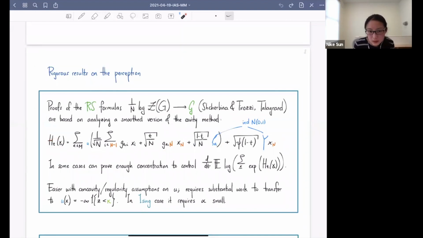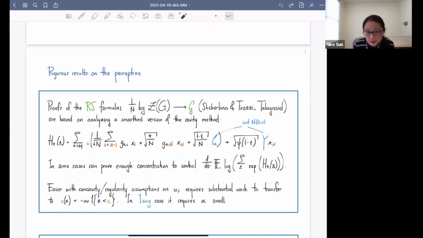0 is the original system, or actually in the way I wrote it, 1 is the original system. And 0 is a system where the nth spin has been decoupled from the previous system. So in some cases, it's possible to prove under this Hamiltonian that you have enough concentration such that you can control how the partition function behaves as you interpolate along this path.